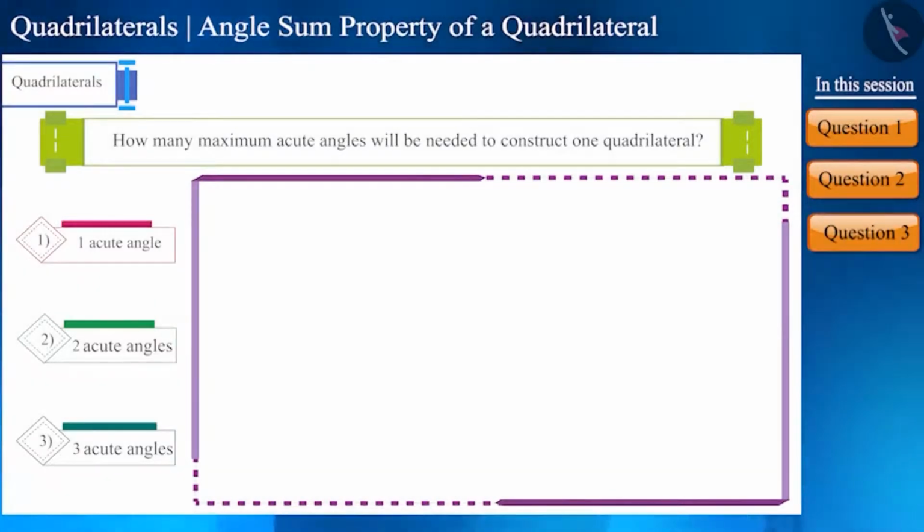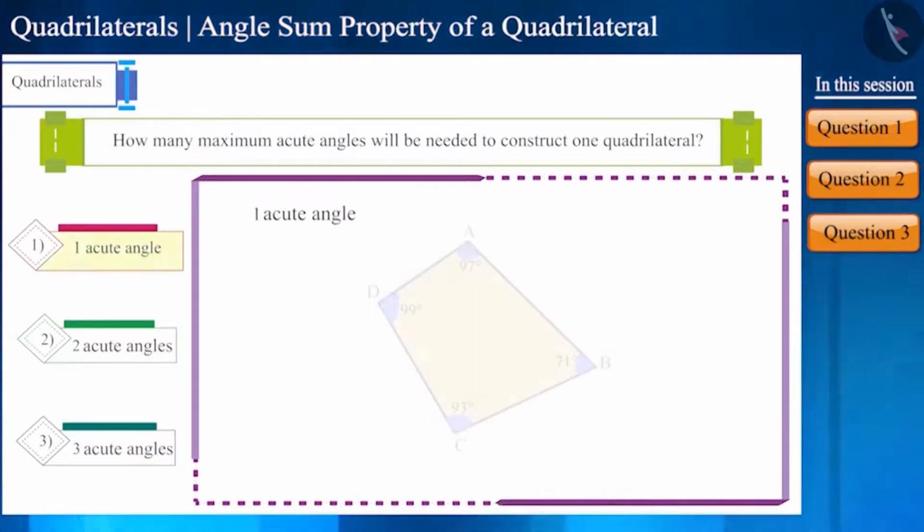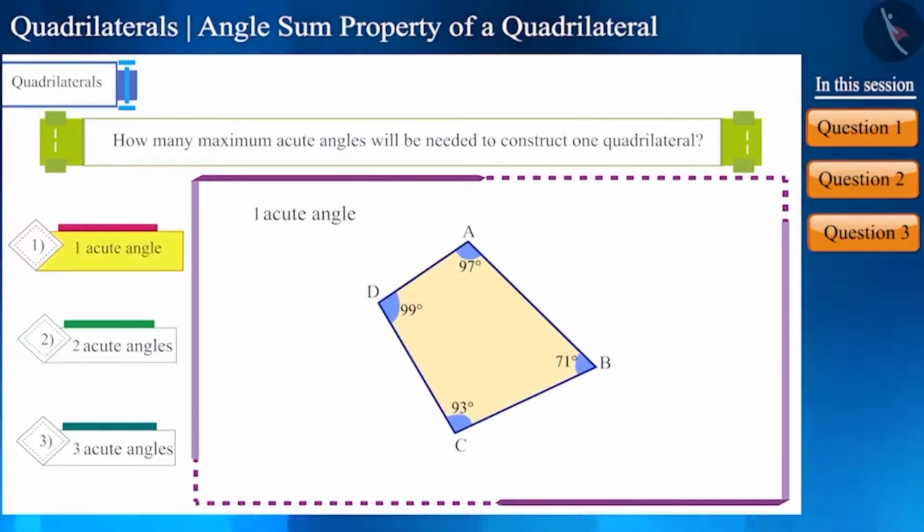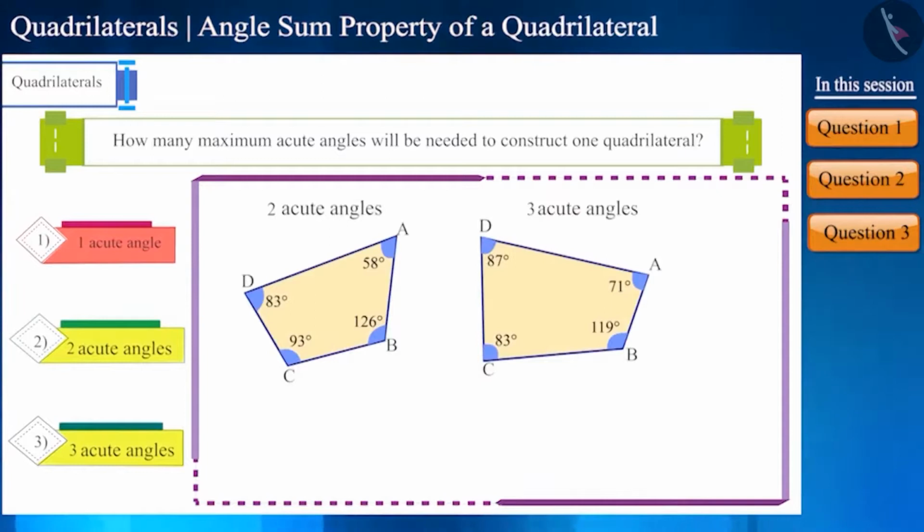We have to see whether it is possible to construct a quadrilateral in the given three situations. Let's take the first option and take a group of four angles such that there is only one acute angle, like this. We can see that the construction of a quadrilateral is possible here. Similarly, for the remaining two options also, let's create a group of angles in such a way that there are 2 and 3 acute angles respectively. You can still see that the construction of a quadrilateral is possible.